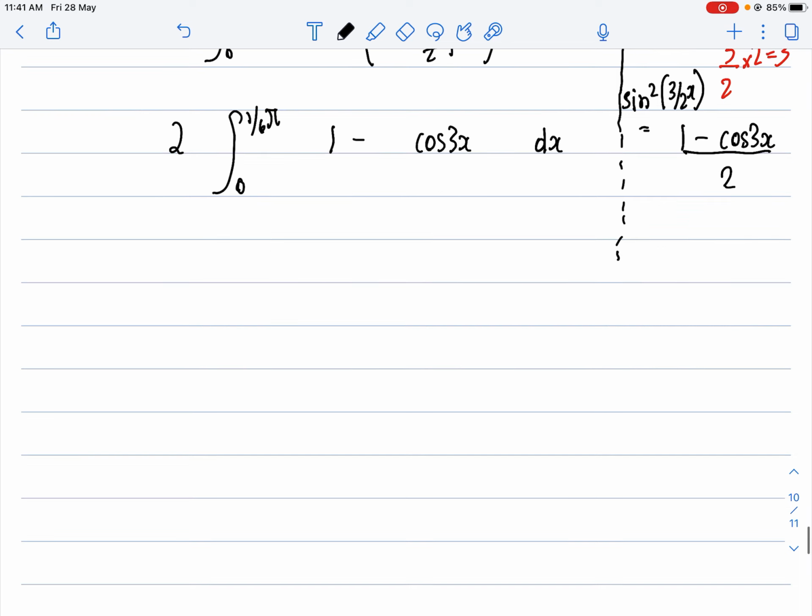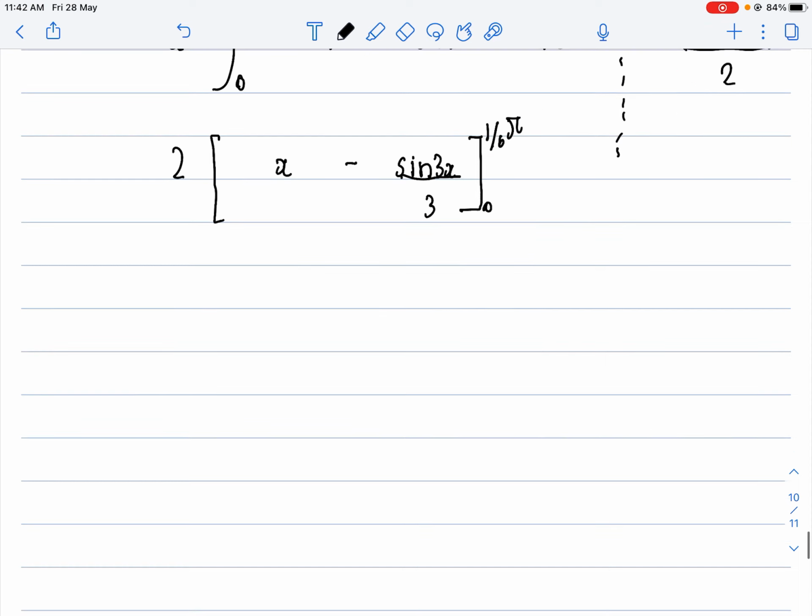Now I can basically write this as 2 into the integration of 1. The integration of 1 is simple, which is x, minus the integration of cos 3x. The integration for cos is simply sine. So I can write this as sine 3x over the coefficient of x, which is 3, with the limits I know, which is 0 and 1 over 6 pi.